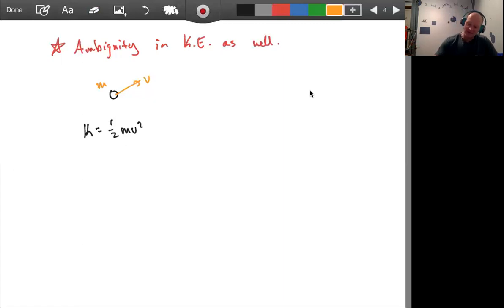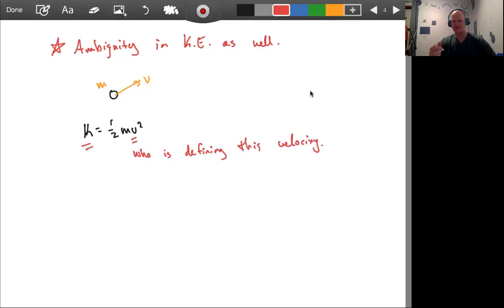So here, the ambiguity lies within the velocity and how we define the velocity relative to what something is doing. Who is looking at the velocity? Who is defining this velocity? Because depending on who's defining it, the value of velocity changes, which then massively changes the kinetic energy as well. So if I'm driving in a car going as fast as the ball is moving, then as far as I'm concerned, the ball is stationary. So it has 0 kinetic energy, it's not moving.